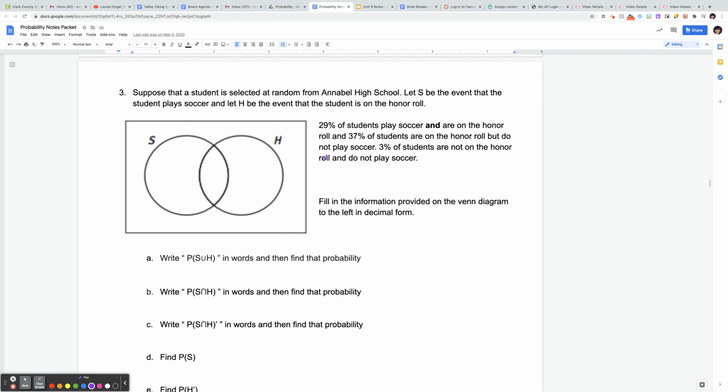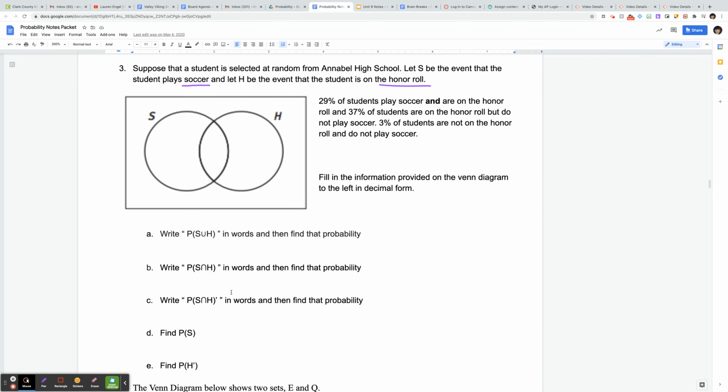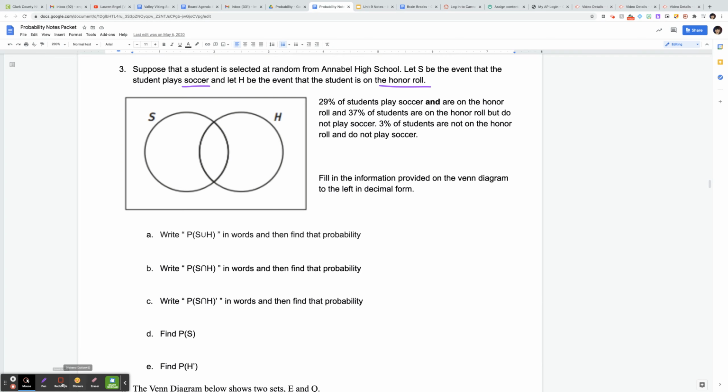Okay, so in this problem, we're going to select a student at random from Annabelle High School. S is the event that the student plays soccer, and H is the event that the student is on honor roll. So we're going to use the information here to help us fill in the Venn diagram and then calculate the individual probabilities.